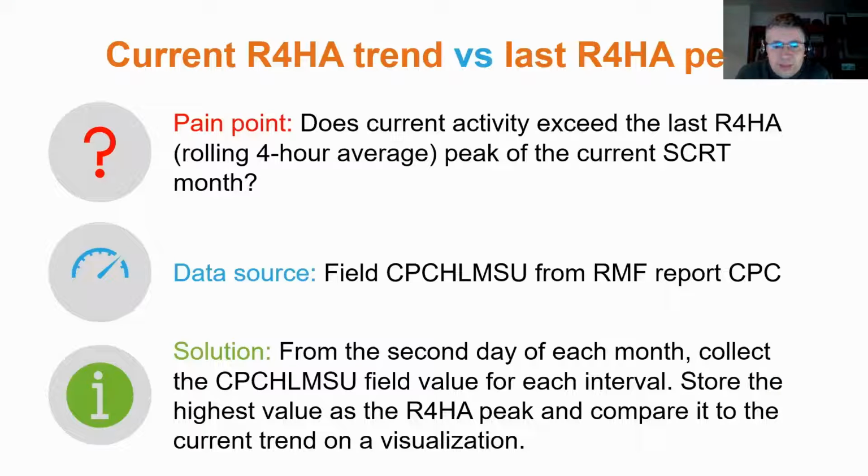So let's start with the monitoring of the R4H peak. You want to understand if you are at risk of exceeding your R4H peak for the current month. Let's assume that we are February 9th, the second Tuesday of the month, and we want to know if your MSU consumption is going to exceed the R4H peak of the month, which occurred February 2nd, the first Tuesday of the month. You will see on the slide how to achieve this goal thanks to the CPC RMF report. Let's take a look at the result.